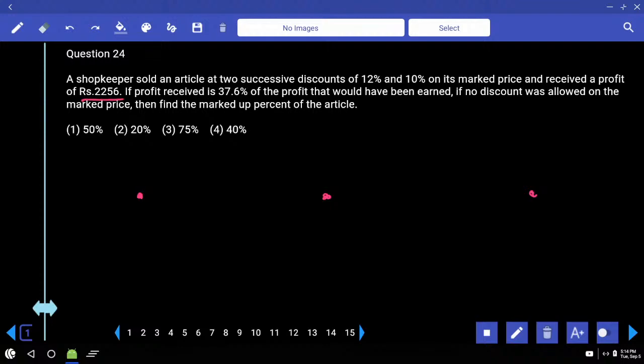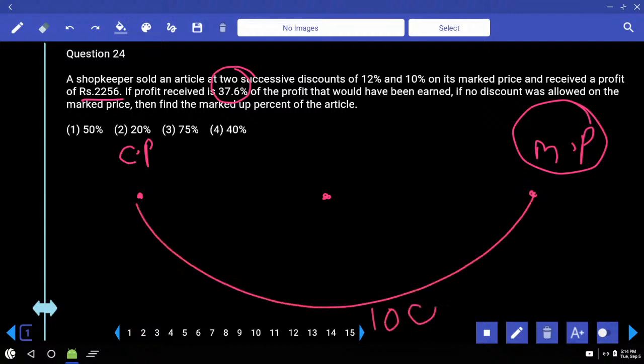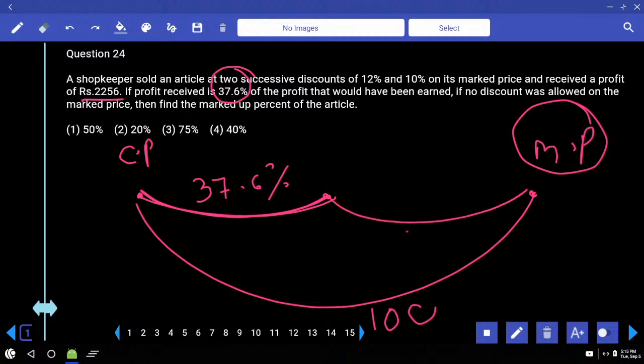He is getting a profit of 2256 and it is 37.6% of the profit that would have been earned if no discount was allowed. For example, if it is cost price and market price, అసలు డిస్కౌంట్ ఇవ్వకపోతే మనం ఎంతకు సేల్ చేయాలండి? It should be sold for market price only. For example, if it is 100, this profit earned earlier is 37.6%. Understood or not? So obviously this will be 62.4%. If you observe, he is asking to find the marked up percentage of the article.